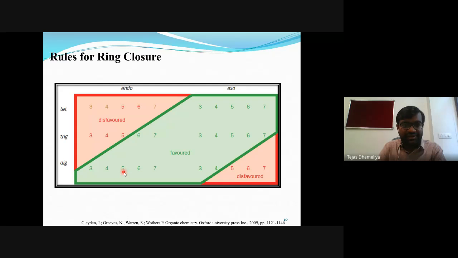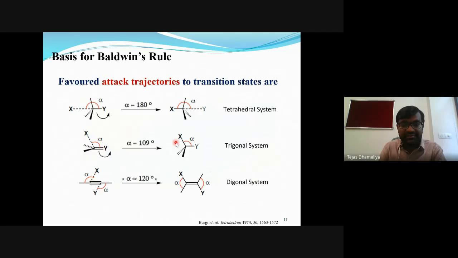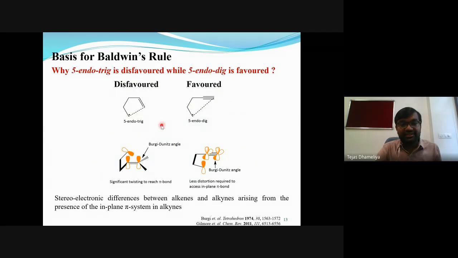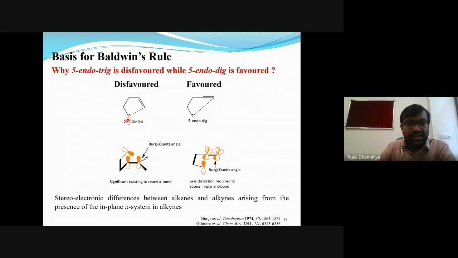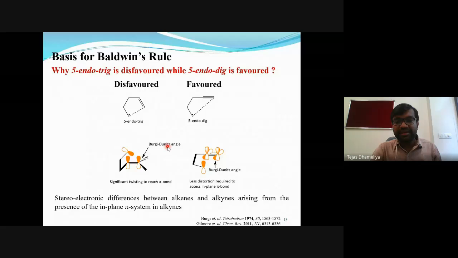Why is one of them favored and the other disfavored? Basically, trig is disfavored and dig is favored. In such a case, the terminal could not interact with the other reactive terminal. It will require bending significantly to achieve the Burgi-Dunitz trajectory. While in this case, a shorter distance and less distortion is required to access the plane. Here we could not achieve that between these two terminals, 1, 2, 3, 4, and 5. Here we can achieve 1, 2, 3, 4, and 5. So this way the distance is achieved.